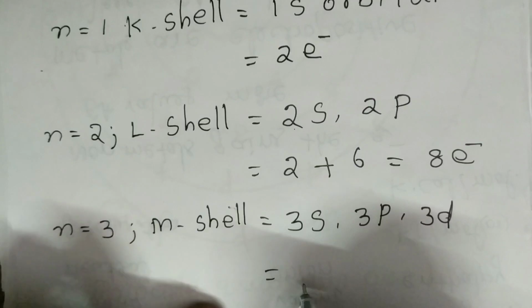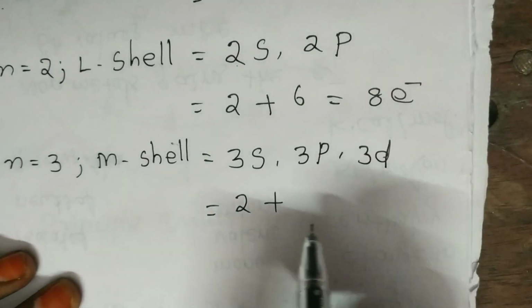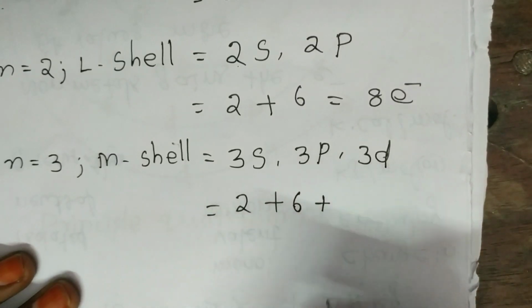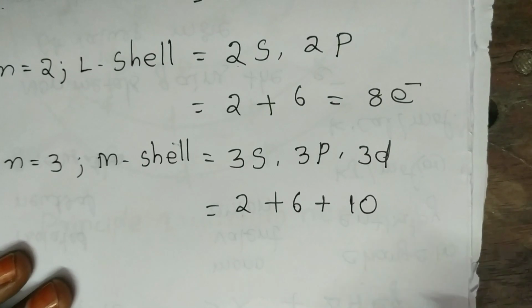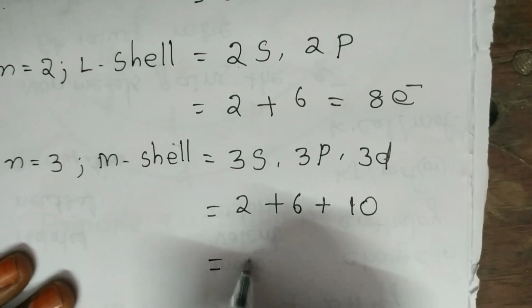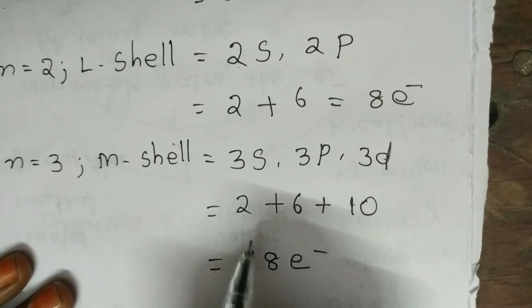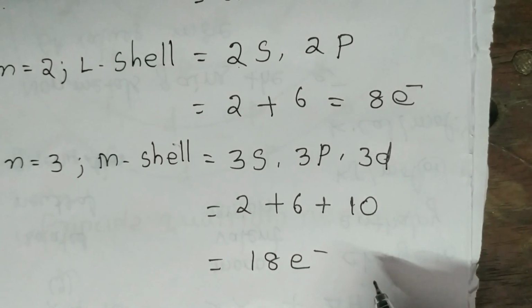So now the s orbital can accommodate 2 electrons, the p orbital 6 electrons, and the d orbital 10 electrons. So the total number of electrons that can be accommodated in the third shell is 18 electrons. 2 plus 6 is 8, 8 plus 10 is 18 electrons, right?